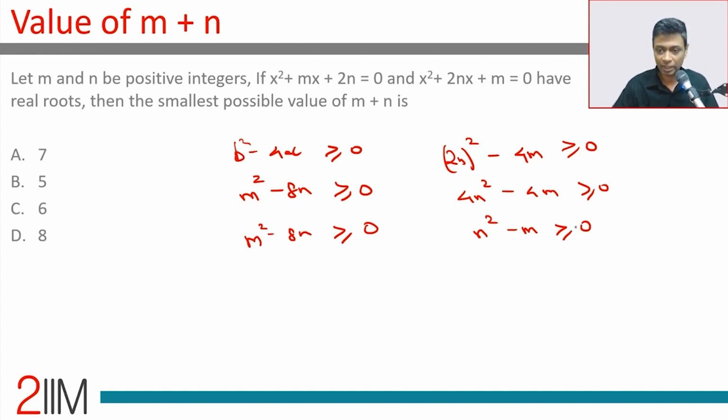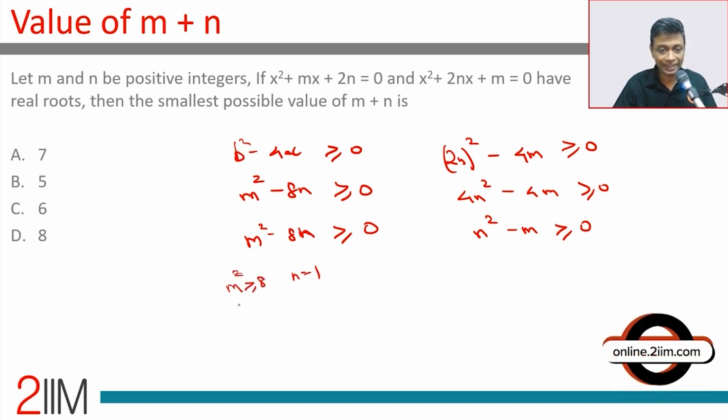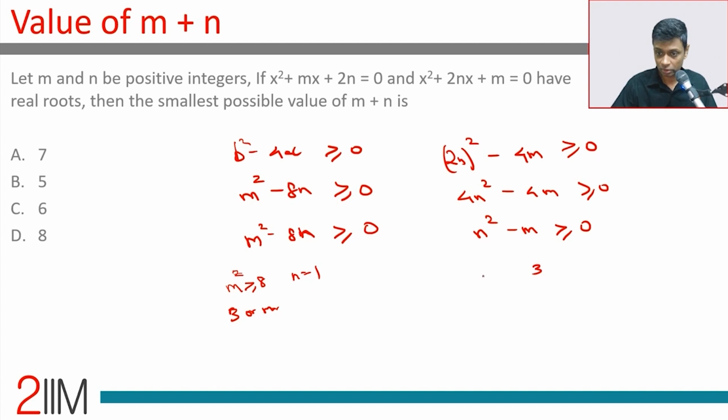n square minus m greater than or equal to 0. From now on, we want m plus n to be as small as possible. m and n are positive integers. You put n equal to 1. Then m square should be greater than or equal to 8. It should be 3 or more. If you put m as 3, then n should be 2 or more. So n equal to 1 does not work. Wonderful. So if you put n equal to 1, it doesn't work, because then both conditions cannot be satisfied.